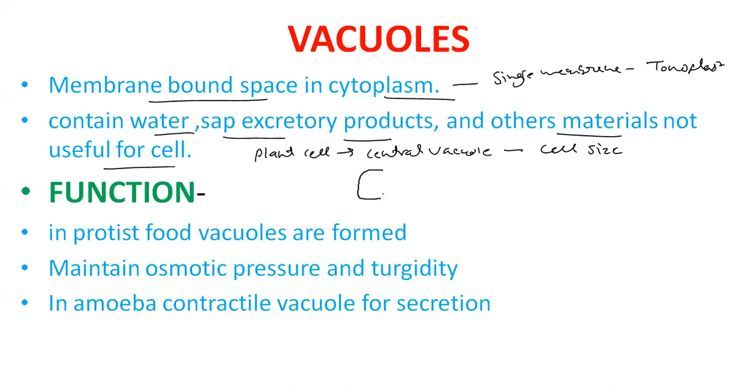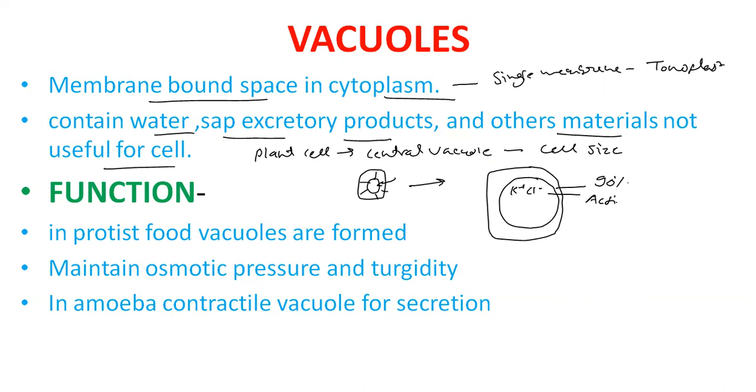How? See, suppose that this is a plant cell, here is the vacuole. Water enters inside the vacuole and then this vacuole pushes the plasma membrane to increase in size. So the cell size increases. This vacuole takes 90% of the space inside the plant cell. Also it stores some ions like potassium ion, chloride ion. These ions are stored against the concentration gradient, so active transport takes place. Some pigments and waste products are also stored inside this vacuole.